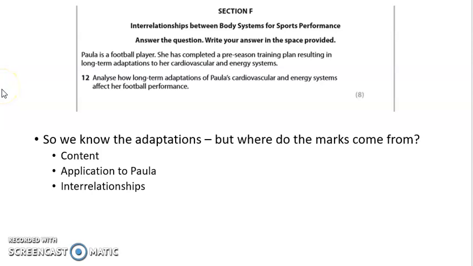But if you're going to get the top marks and really get into the top band, the level 4 answer, you have to know that content like we've just done, and be able to apply it to Paula, which is really important. And then the third point, which is where people find it most difficult, is to be able to make comments about the interrelationships between the two systems, and that's the trickiest bit of this.